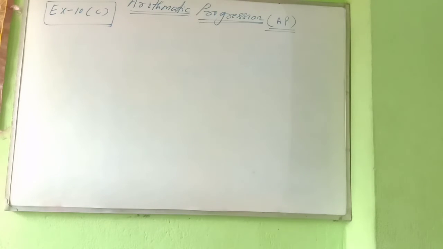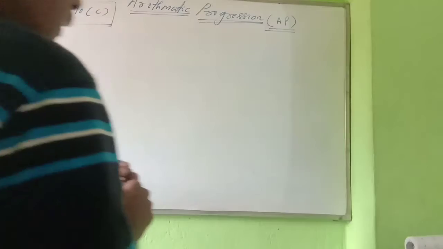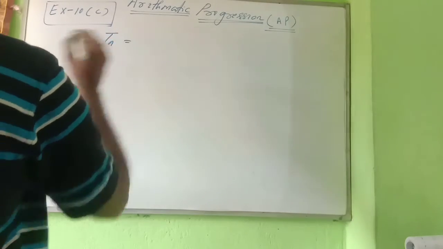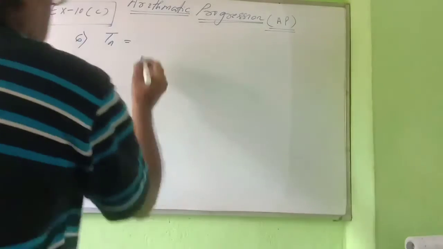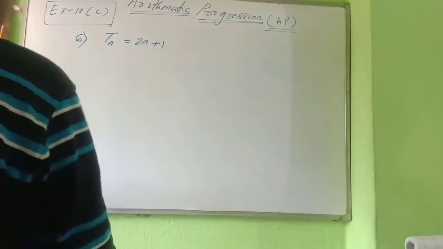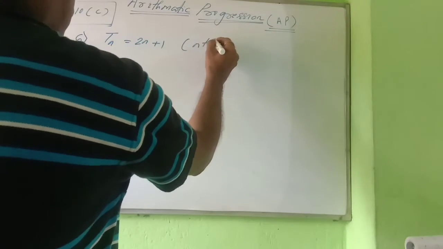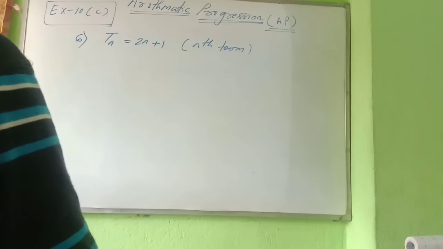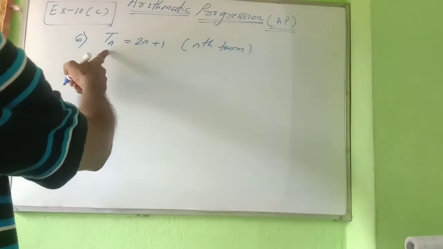Question number 6 from your book exercise. That is given, question number 6, you see. Nth term is given and here you have to find the sum of n terms. Nth term given is equal to 2n plus 1. This is the nth term, and you have to find the sum of n terms.